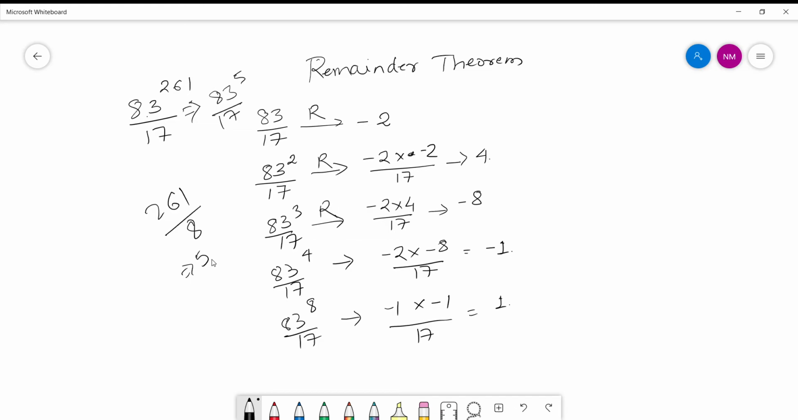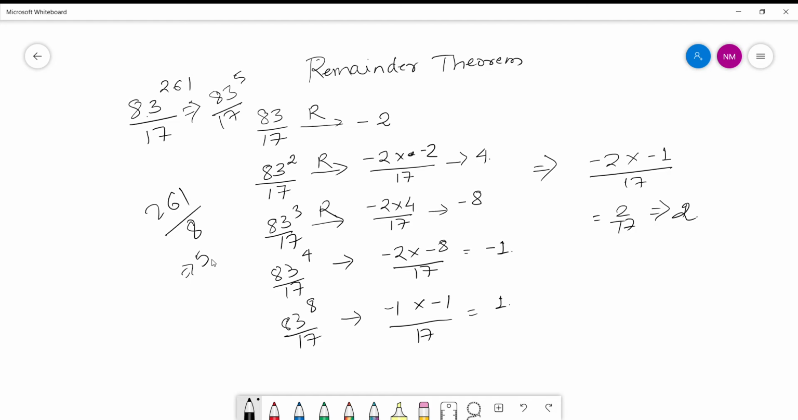So maybe what I'll do is 83 into 83 to the power 4 by 17, right? So that will give us minus 2 into minus 1 by 17, which is 2 by 17. So my remainder will be 2. I could have used any of my pre-calculated values, but anything would give me a 2, right? So I hope that you understood how we deduced to this calculation from this, right?